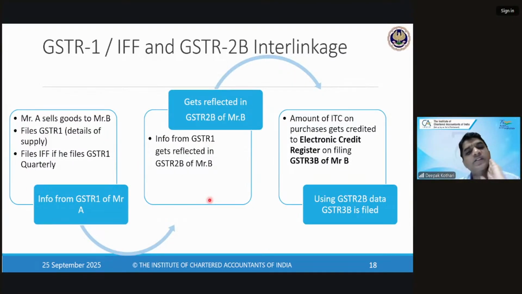3B filing frequency is generally monthly, but for small traders, which means people who have turnover below 5 crores, they have an option to file it on a quarterly basis. So for them, it may be quarterly. If they want, they can do monthly also. So based on that, the frequency changes.